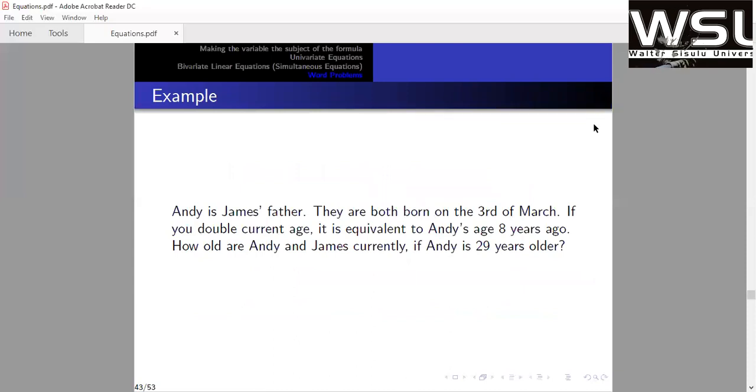Now, you've got this question. Andy is James' father. They are born on the 23rd of March. If you double current age, it is equivalent to Andy's age 8 years ago. How old are Andy and James currently if Andy is 29 years older?